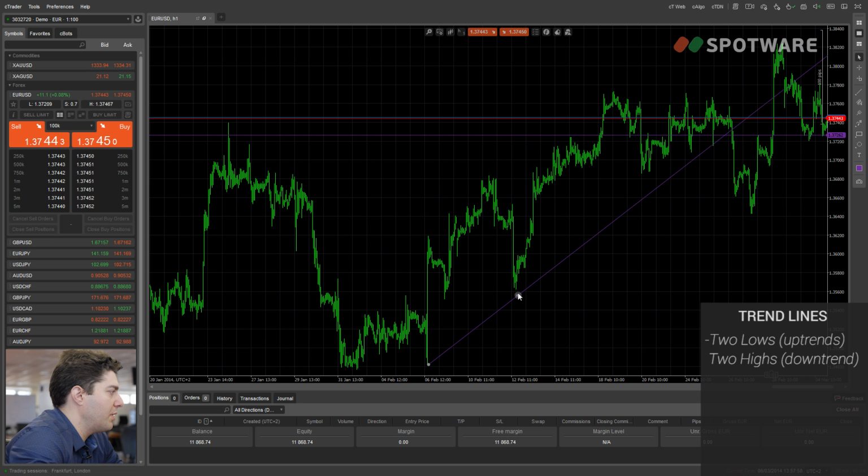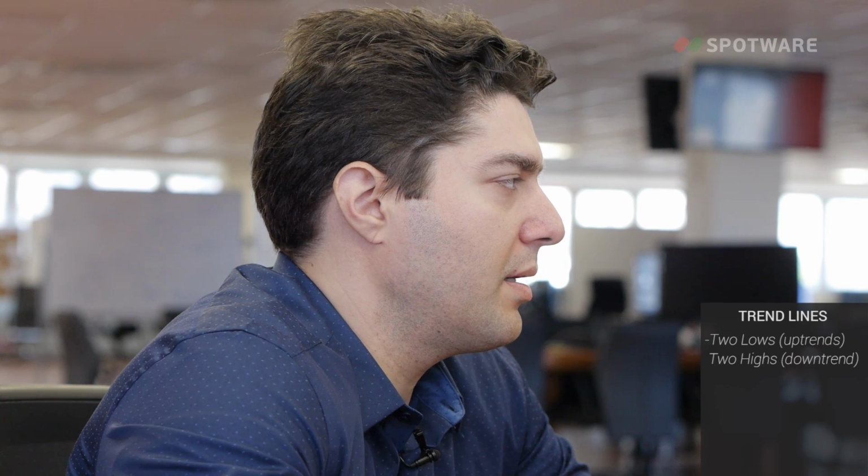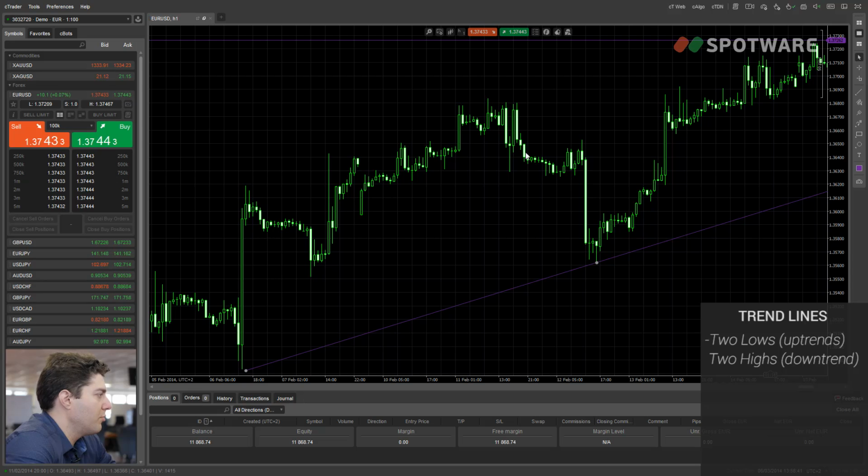I personally prefer to take all the prices when drawing trend lines. Some traders take part of the candlestick, but as you see, changing the price on this side changes the slope of the candlestick a lot, so it's less objective. cTrader features the snapping feature. What snapping does, it snaps the price to the open, high, close, low of a candlestick. So if I go here, you see that the price is going to snap on the candlestick.